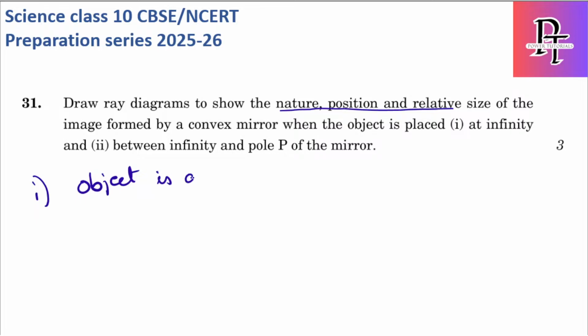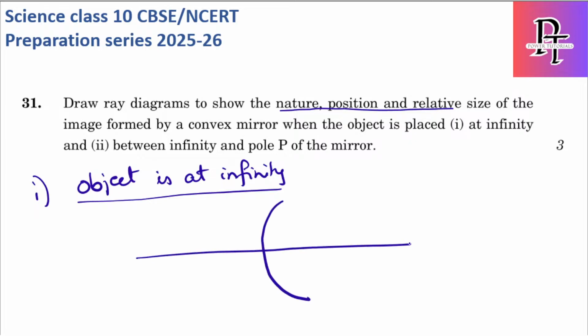Object is at infinity. If the object is at infinity, how will the ray diagram be for a convex mirror? So this is the shiny side and this is the rough side. Infinity is very easy. We just have to keep the object like this, which is at infinity.